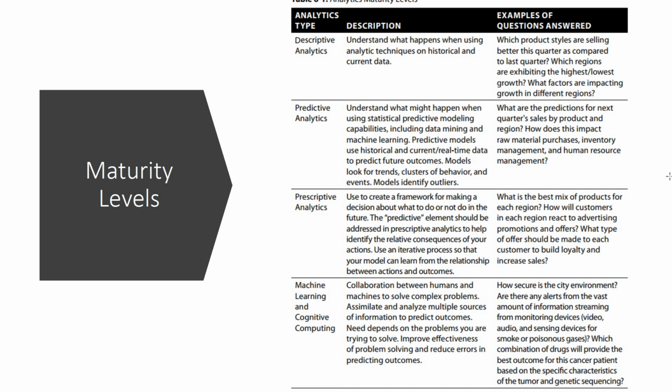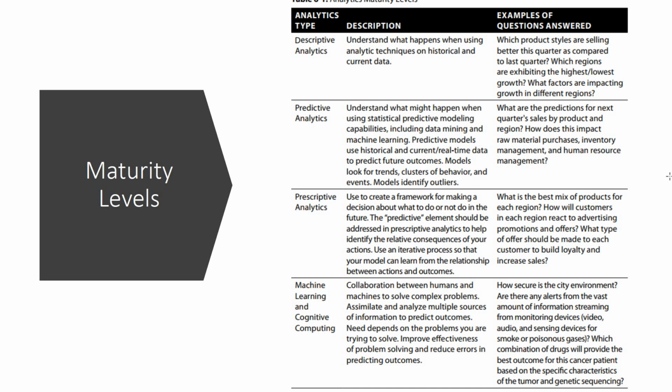And finally comes the machine learning and cognitive computing. The collaboration between the humans and machines is becoming very trendy. It's getting better and better, and it's increasing. So we need to think about this aspect of collaborating between the humans and the machines to solve complex problems. Using machine learning and cognitive computing, one should try to improve the efficiency and effectiveness of the solution. And most importantly, we should be able to reduce the errors in predicting the outcome.